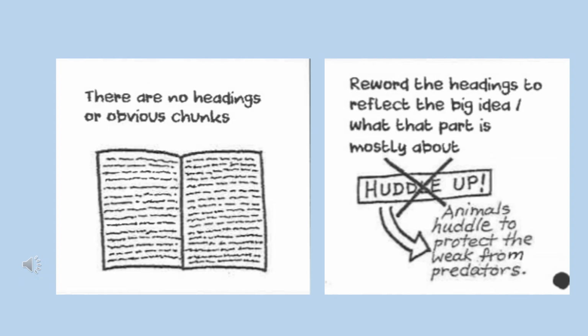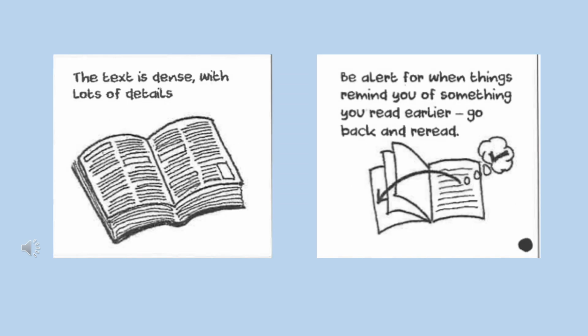What do you do when there are no headings or no obvious chunks? Well, one thing you can do is reword the entire thing. Make your own main idea, or pick out what that section is mostly about. So what do you do when a text is dense? It has tons of details and descriptions.